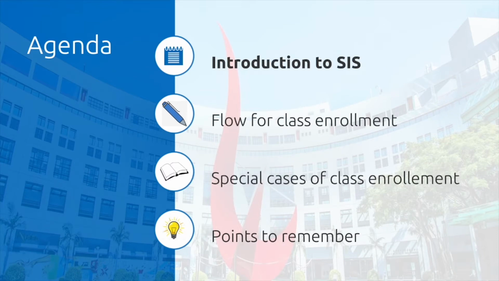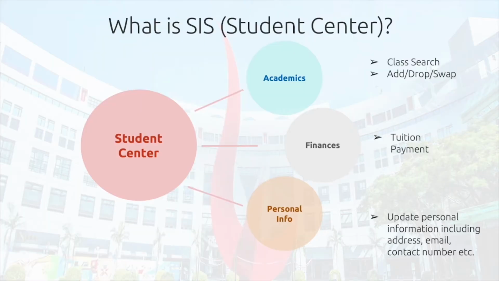Here's a short agenda of what we are going to talk about in this video. Let me introduce the system to you first. As a student, we also call the SIS the Student Center, and there are three major functions, which are academics, finance and personal info. The overview of these functions will be explained in detail in the next few sections.